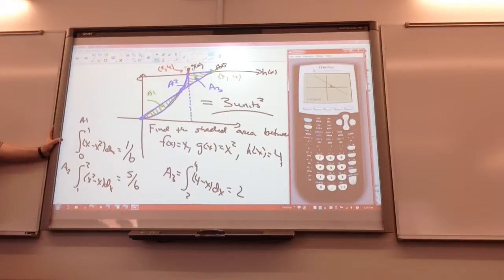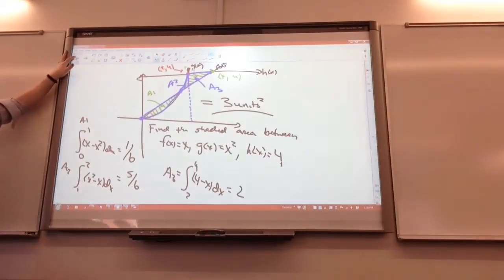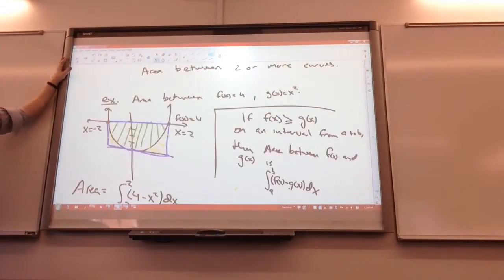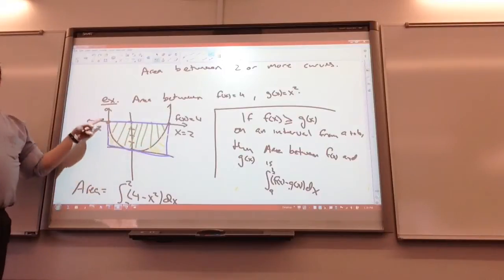Now, in some cases it's obvious, okay? Like in my very first example we did up here, which I don't think we actually solved. Did we actually solve this one? Yeah, we did. You know, it's fairly obvious here which is above which, okay?